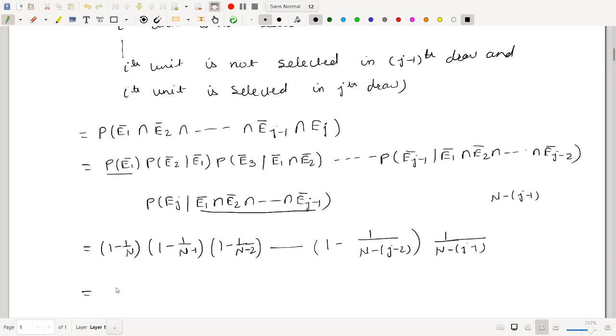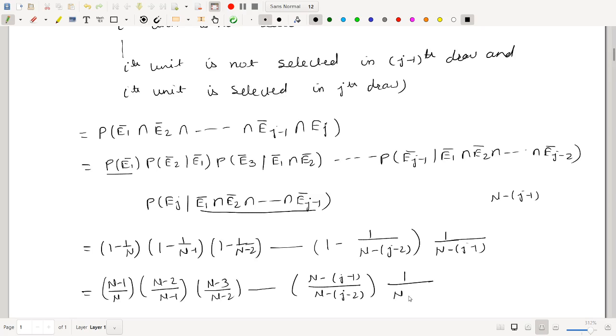So after solving this, we will get n. Here it is after cross multiplication, it will be n minus 1 upon n. Here it will be n minus 2 upon n minus 1. Here it is n minus 3 upon n minus 2. Here it is after cross multiplication, it will be n minus j plus 2 minus 1. So this I can write as n minus j minus 1 if I take minus common, and this is n minus j minus 2, and this last one is 1 upon n minus j minus 1.